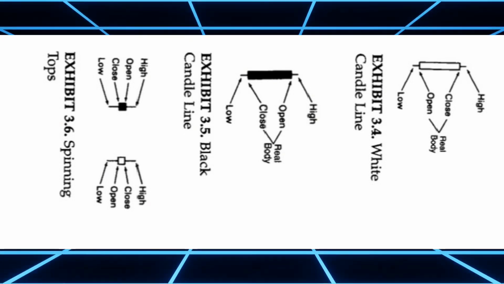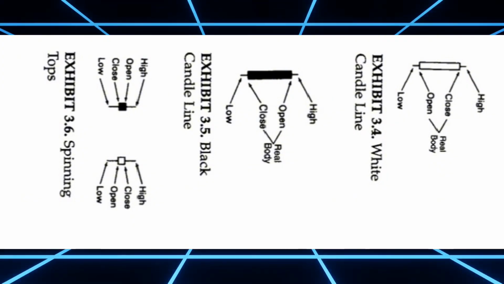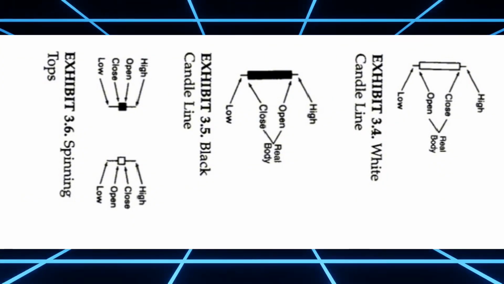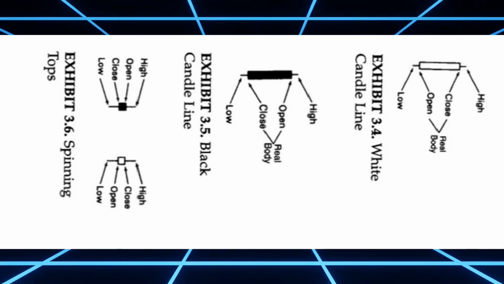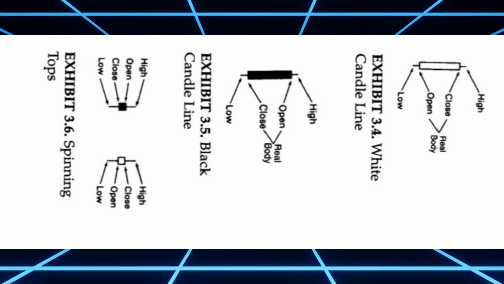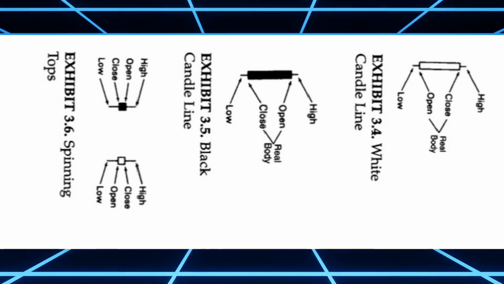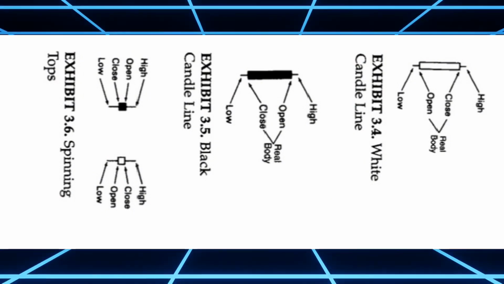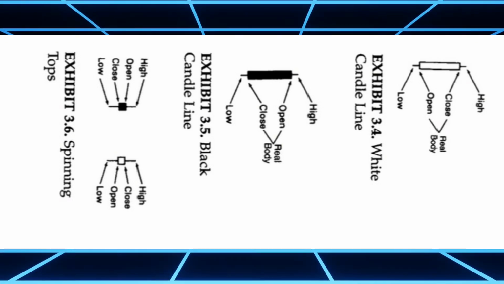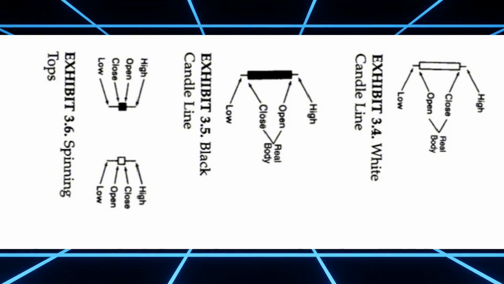By looking at the height and color of the real body, we get an immediate visual clue whether it's the bulls or the bears who are in control. As such, candle charts will make market analysis faster and more efficient. Using the long white candle in Exhibit 3.4 as an example, who is in charge? Like I said earlier in the other video, the bulls, the bears. Obviously, it's the bulls, since on that session the market opened near its low and closed near its high.